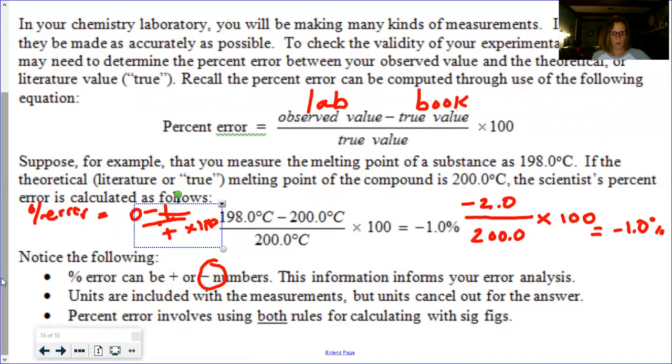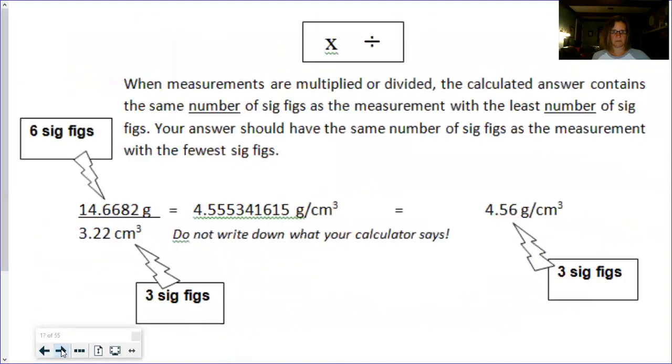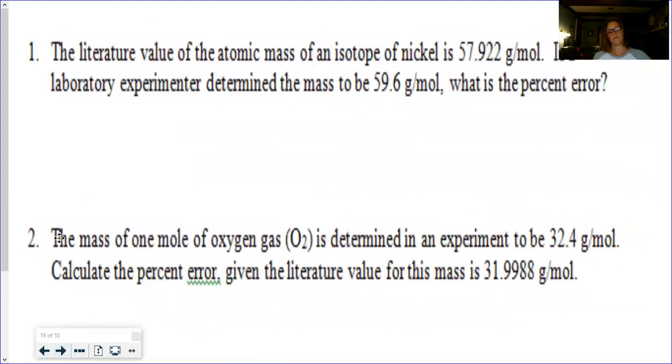All right, let's do one more percent error problem together. We'll set it up from start to finish. The literature value of the atomic mass of an isotope of nickel is 57.922. Okay, we don't really know what any of that means yet. It's sort of just a lot of gibberish. We're going to learn about it soon enough in chemistry. But what I want you to pay attention to is the literature value. Okay, so that means when I use my formula later, that's my true value, literature.